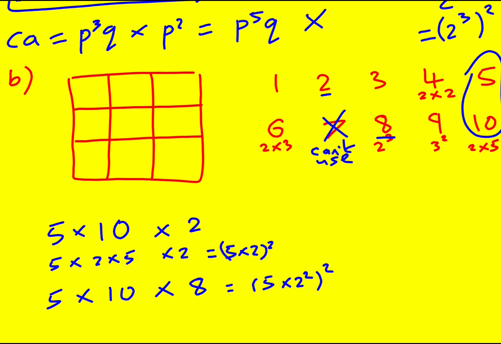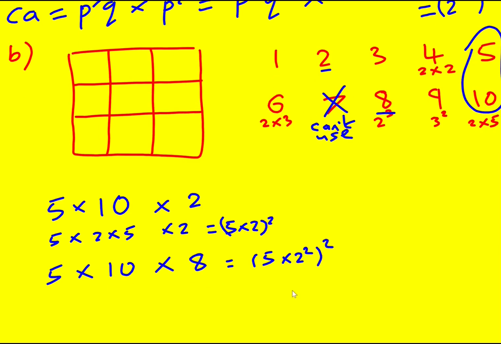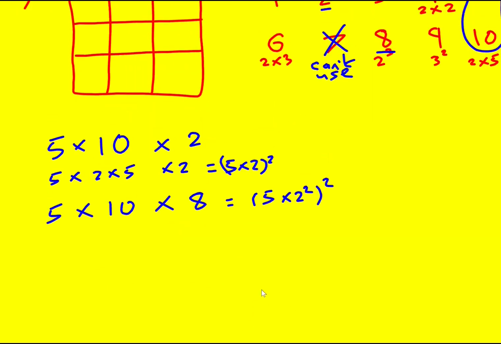Okay, we'll come back to that, because the other one that then jumps out is the 6 and the 9, because they've got factors of 3. I'm going to have to combine them together.